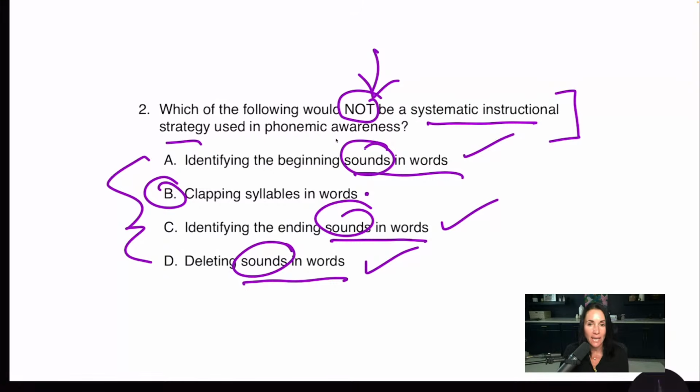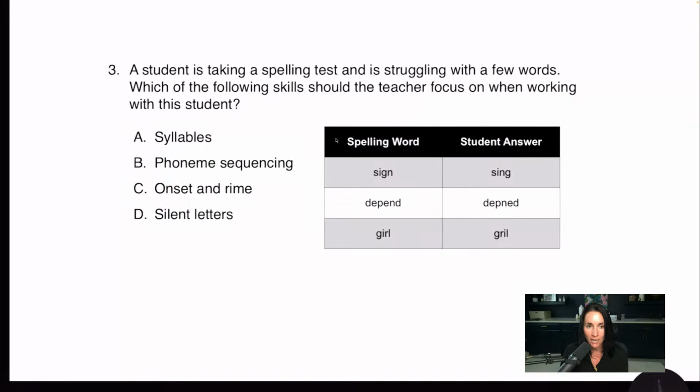All right, let's have a look at this one here. So we've got a little diagram. We'll start here. Can't do much. I got syllables, phoneme sequencing, onset and rhyme, and silent letters. All right, let's look at the chart. I always work backwards the whole time.